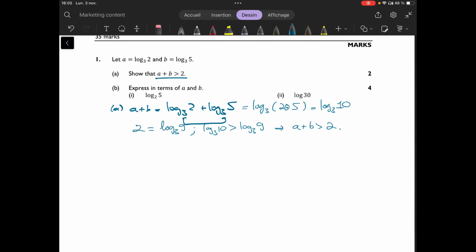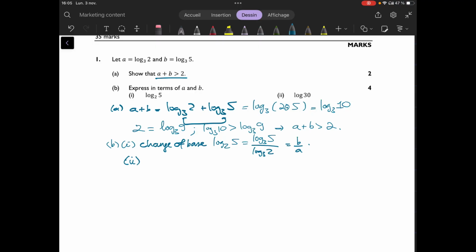Quick and simple. Part B, 1. We are given log base 3 of 2 and log base 3 of 5. We are asked to find log base 2 of 5. So we are going to use the change of base formula. Log base 2 of 5 is simply log base 3 of 5 divided by log base 3 of 2, and you will get b divided by a.